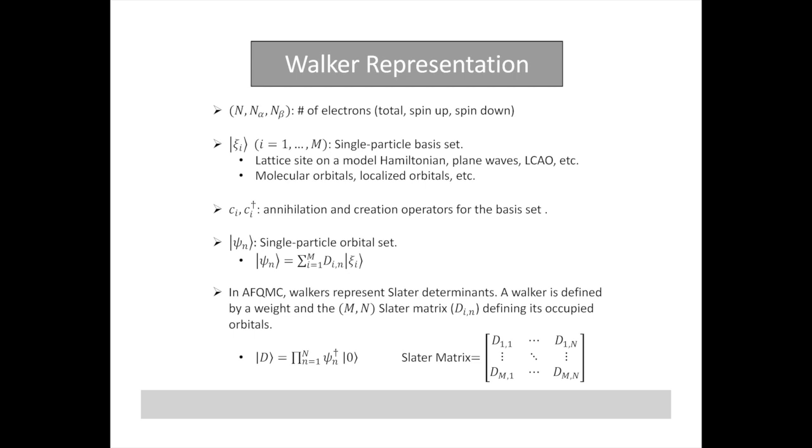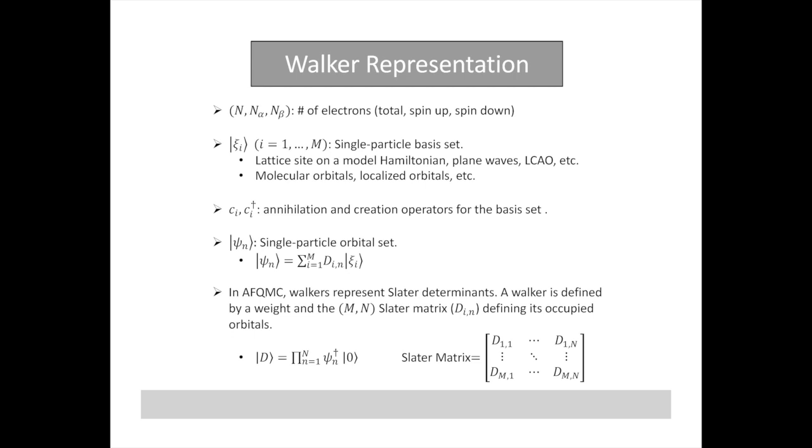So for some notation in some of the equations that follow, we have your usual creation and annihilation operators, which create or destroy an electron in the particular single particle basis set. We also have single particle orbital sets, which are now electronic orbitals, essentially. These are the states where the electrons live, and they, of course, are written as an expansion of your states in your single particle basis set. M is always going to refer to how many elements I have in my single particle basis, and N is always going to refer to the number of electrons.